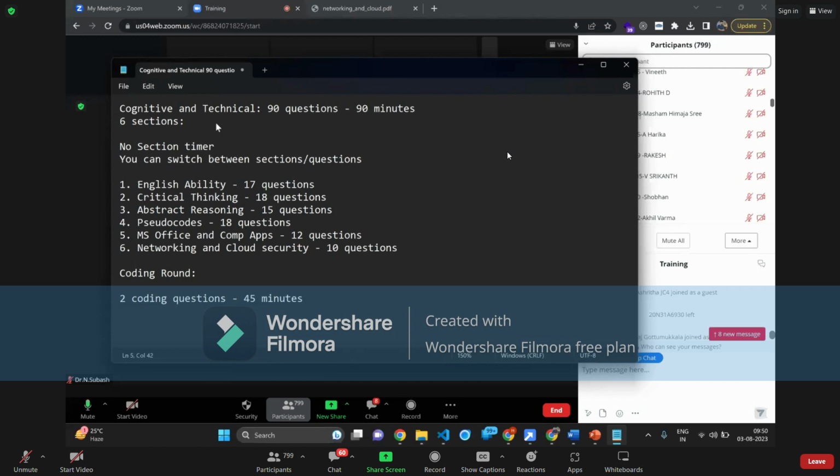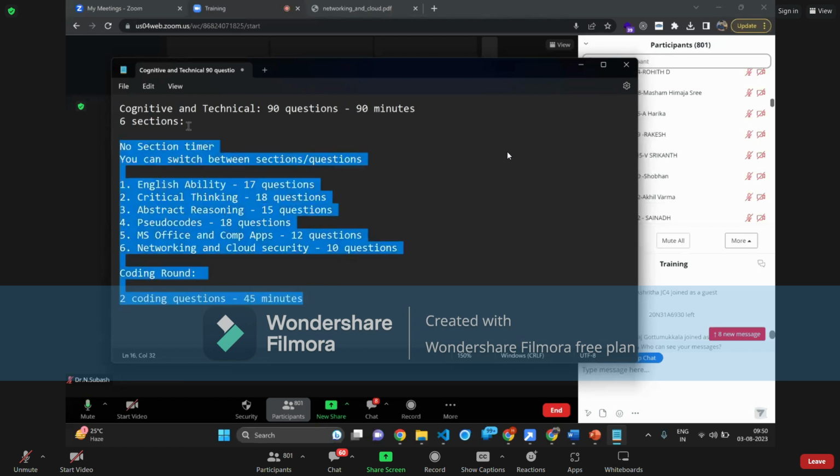You can start from your first question, directly move to the 90th question, come back to your second question, go to your 54th question, right? I hope you're understanding what I'm trying to say. There's no specific question after question like we've got in other examinations, right? And also there's no section timer. It is not that it's 17 questions, 17 minutes for English ability. You can spend as much time as you like in English, as much time in CT, and so on, right? So these things will be a part of the assessment that you will be attempting on day one.